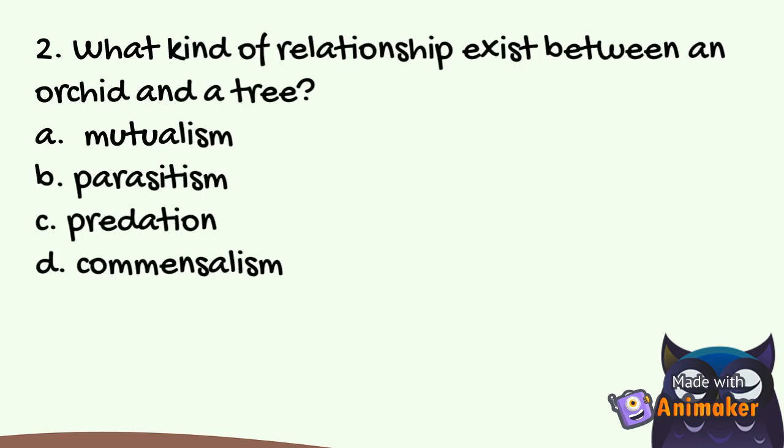Number 2. What kind of relationship exists between an orchid and a tree? A. Mutualism. B. Parasitism. C. Predation. Or D. Commensalism. The correct answer is letter D. Commensalism.